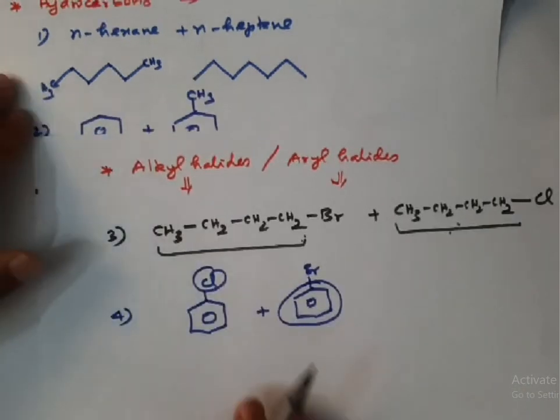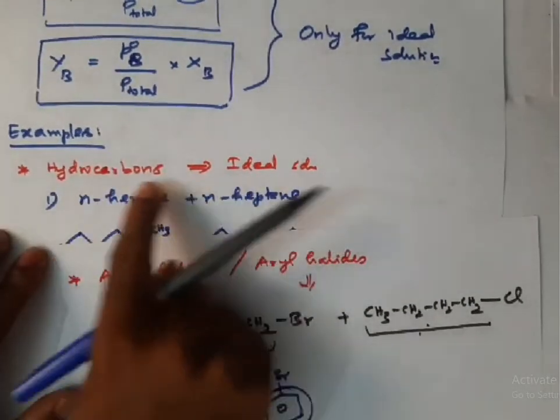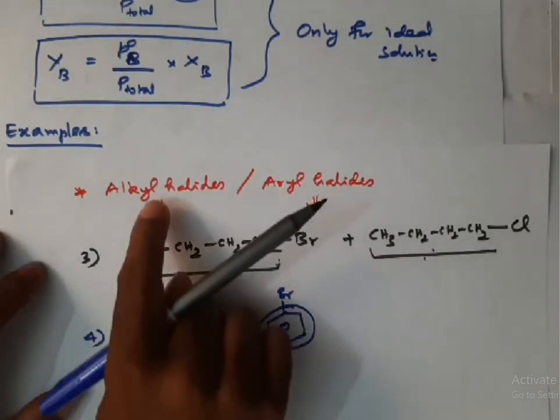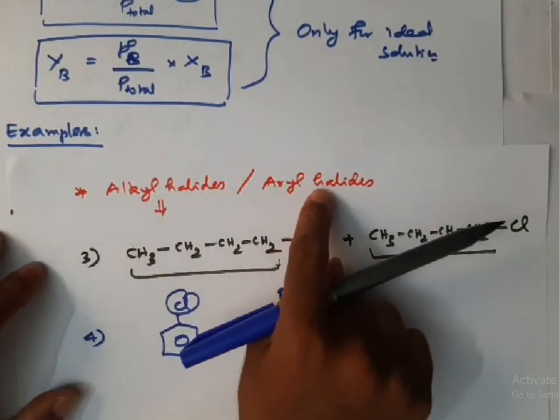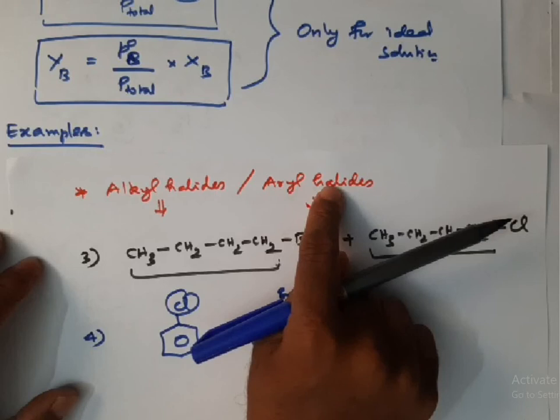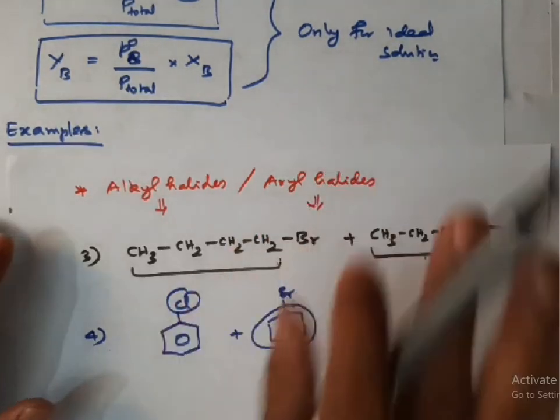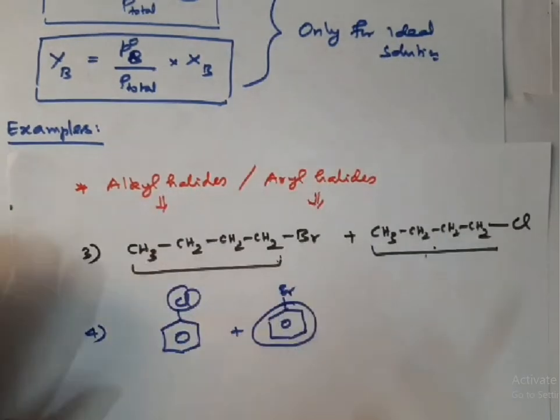So the point that I would like to say here is, listen, if you take a mixture of two hydrocarbons, you will end up with an ideal solution. If you take a mixture of two alkyl halides or a mixture of two aryl halides, if the molecular mass is close, then they also form ideal solutions. These are a few examples of ideal solutions.